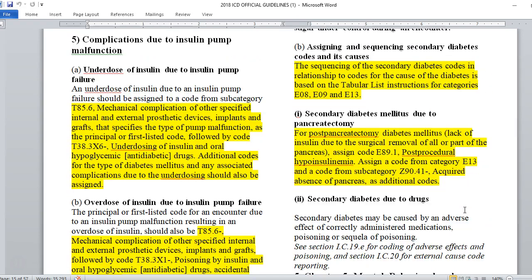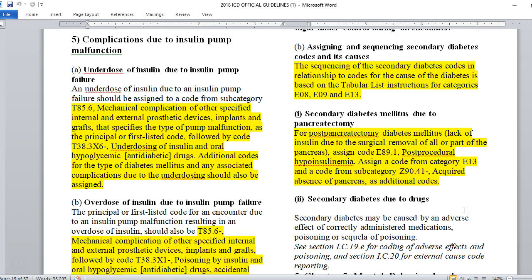The other big thing that a lot of people forget about is the removal of the pancreas. So for post-pancreatectomy diabetes mellitus, or lack of insulin due to the surgical removal of all or part of the pancreas, assign code E89.1, post-procedural hypoinsulinemia. Then assign a code from category E13 and a code from subcategory Z90.41, acquired absence of a pancreas, as an additional code.